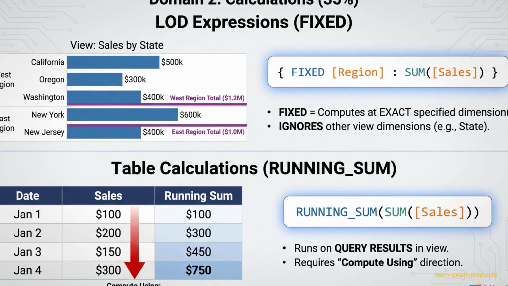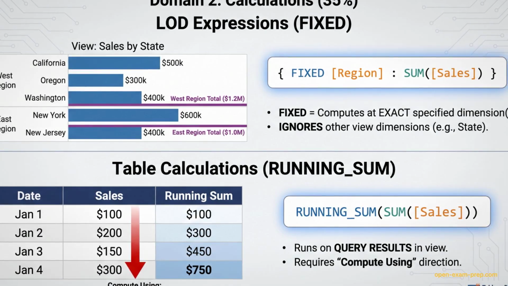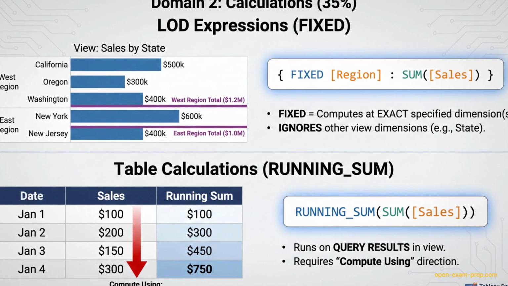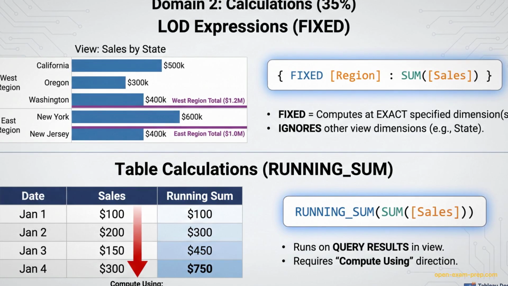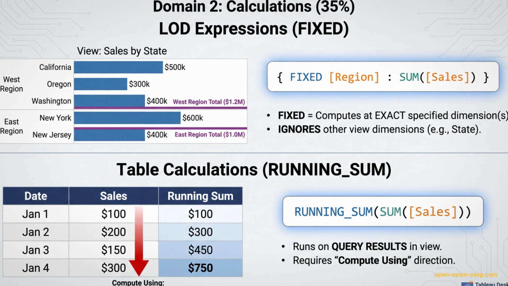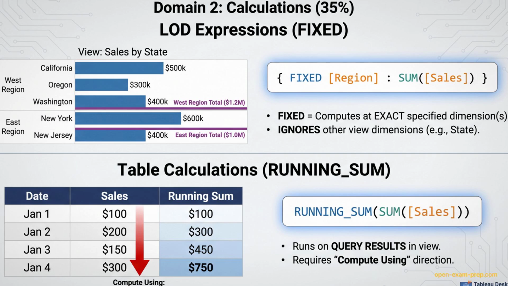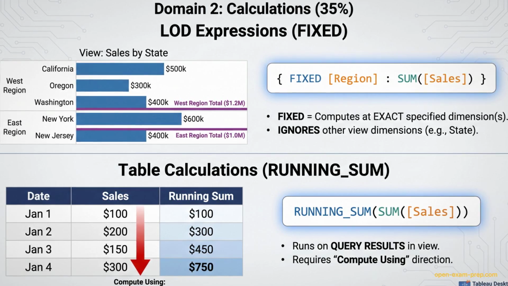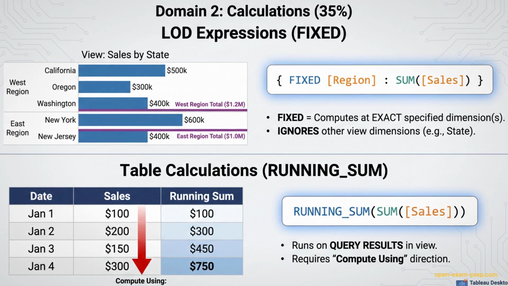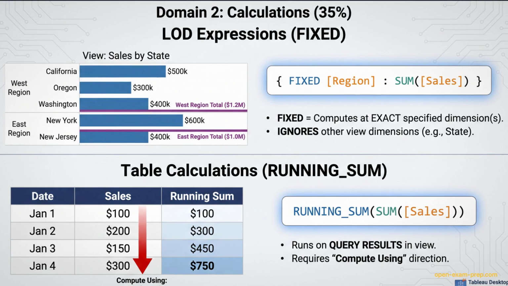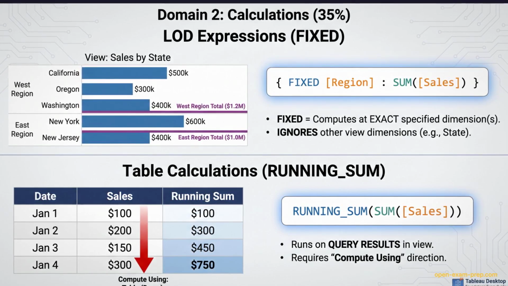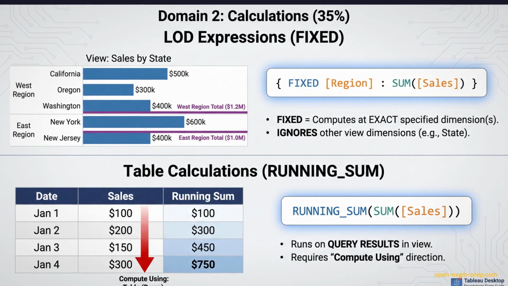Next is the largest and most challenging domain, exploring and analyzing data, which makes up 35% of your score. This is where most candidates get tripped up. You must have a solid grasp of level of detail, or LOD, expressions. Know the difference between fixed, include, and exclude, and how they interact with the filters in your view. The other major topic is table calculations like running sum or rank, and understanding how they're computed. Using direction changes the result. Mastering these two advanced concepts is key.